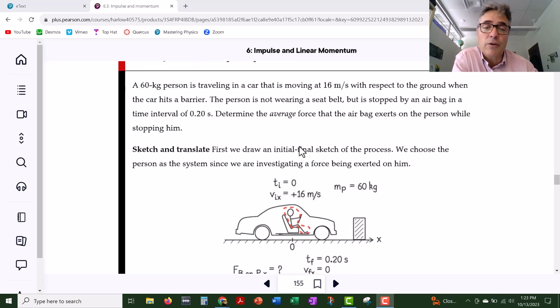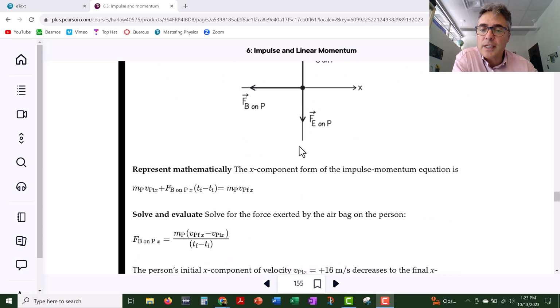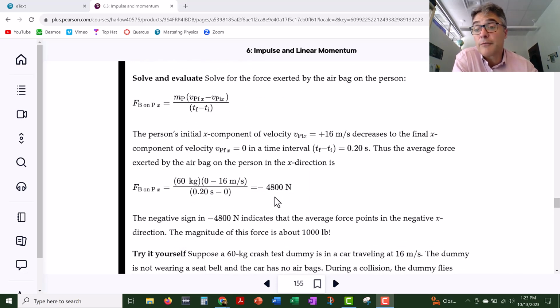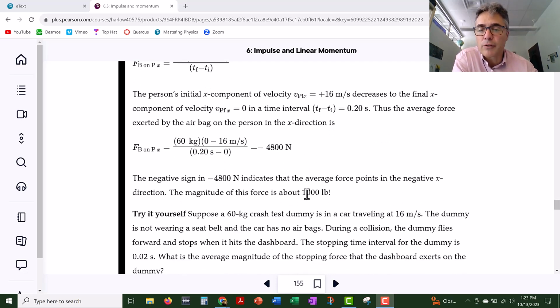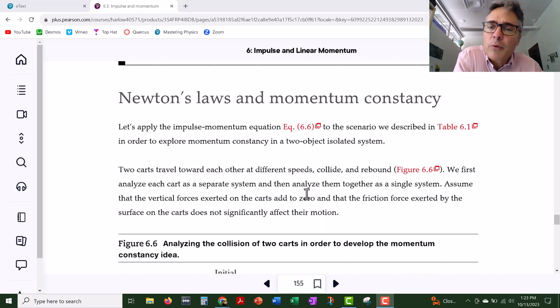What's the average force? Well, you can use the impulse momentum theorem here to say you've got the initial momentum plus the impulse equals the final momentum. You can solve for the force if you know the time of the collision. You get 4,800 newtons. It's a nice way of solving problems a little more quickly and thinking a little bit about momentum.